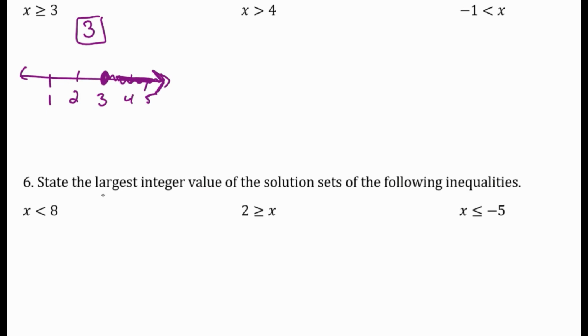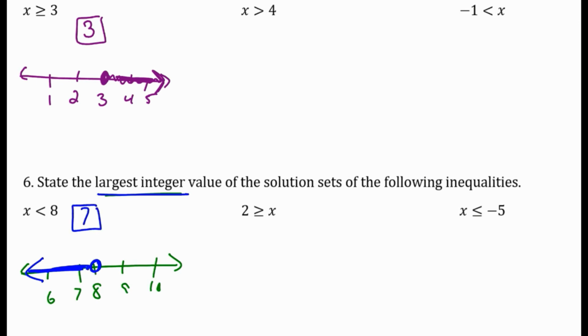Let's jump down to 6 here. State the largest integer. So x is less than or equal to 8. 9, 10, 7, 6. So 8, notice here, is going to be getting an open circle. 8 is not part of the solution set, and I want to be less than it. So anything that I shaded is in my solution set. I want to know what's the biggest integer. Well, 8 is not a solution, so what's the next biggest integer? 7. 7's not the biggest number. There's like 7.5, 7.9, 7.99999, but 7 is the largest integer value.